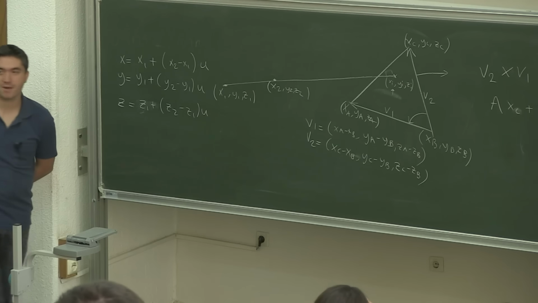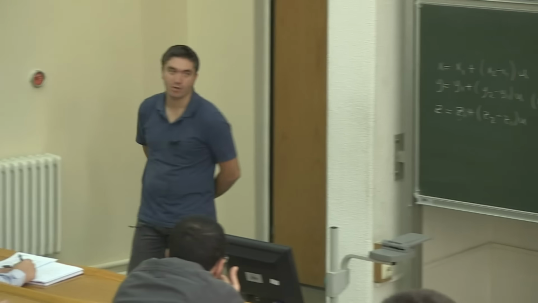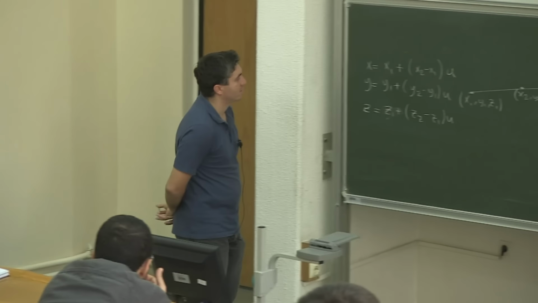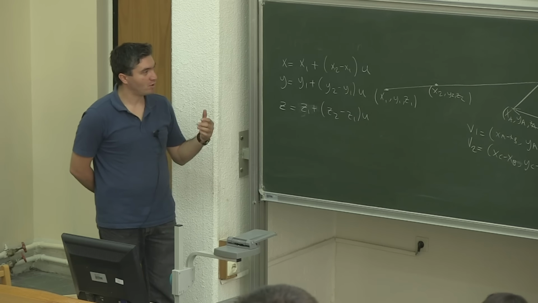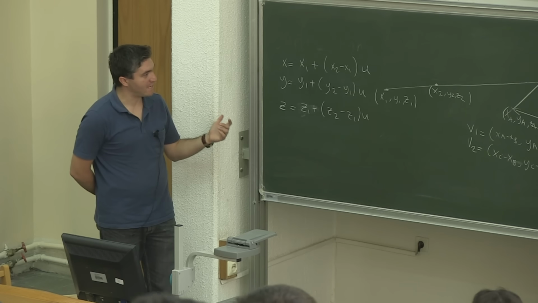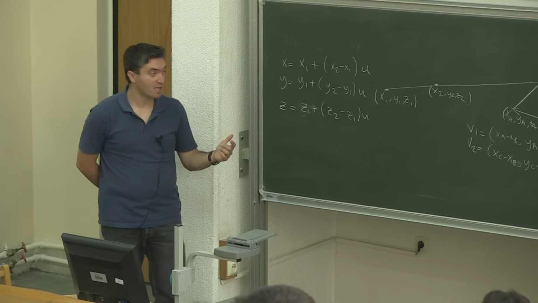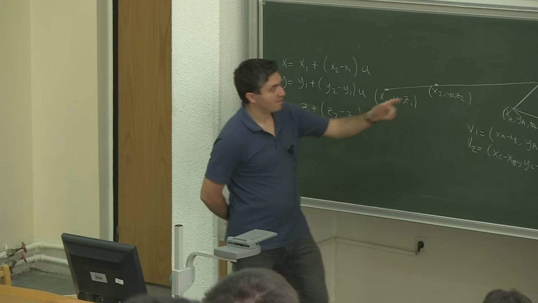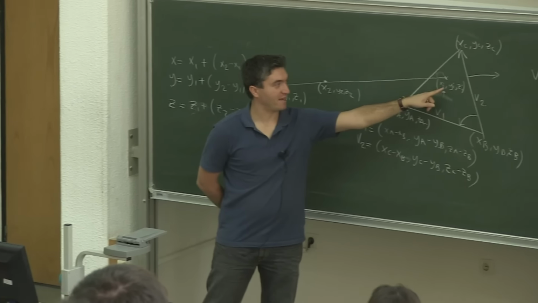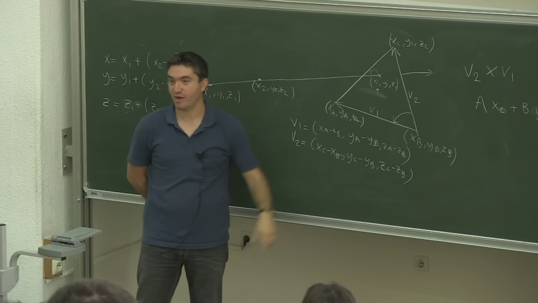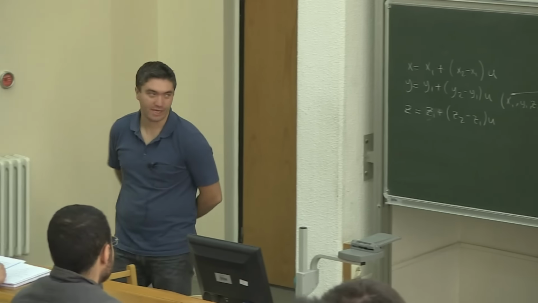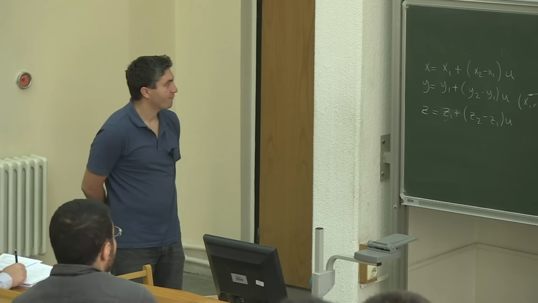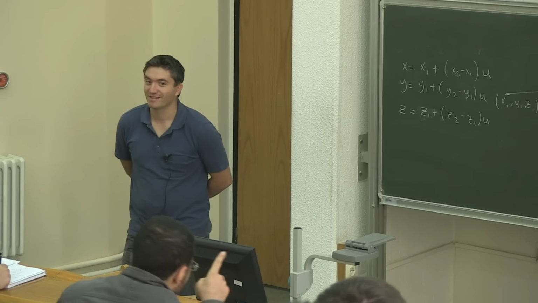Okay, so this is my parametric line equation. Any point on this line should satisfy these equations, x, y, z. All I need now is to find the u which is going to give me xi, yi, zi. So at which u do we intersect with the plane? Now, how are we going to do this?